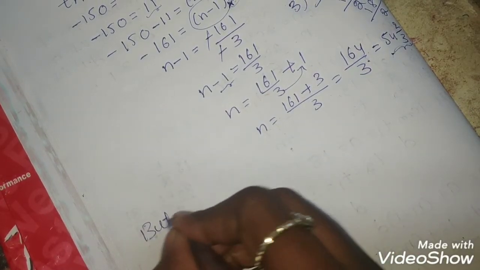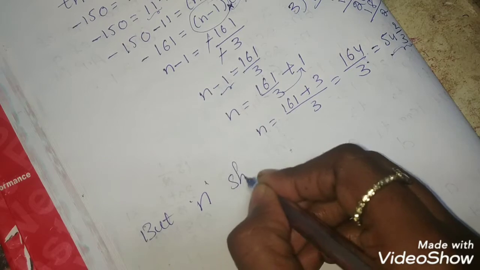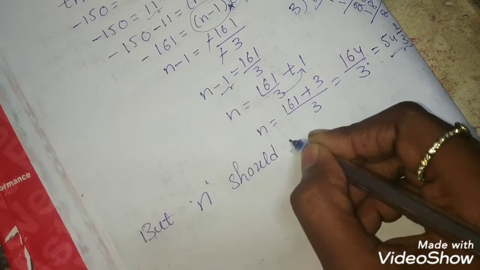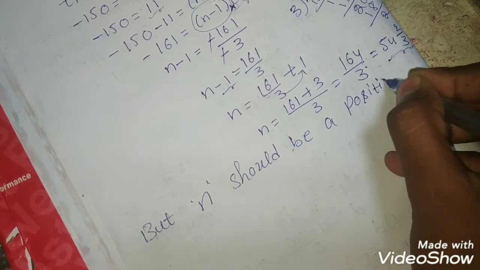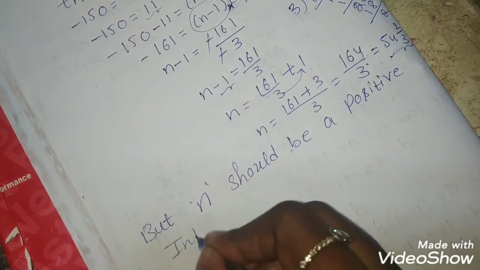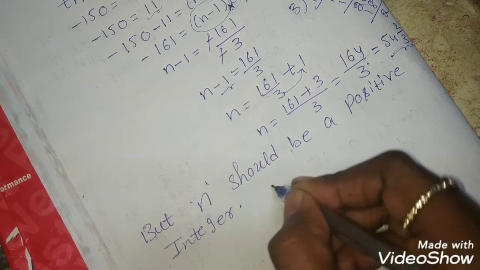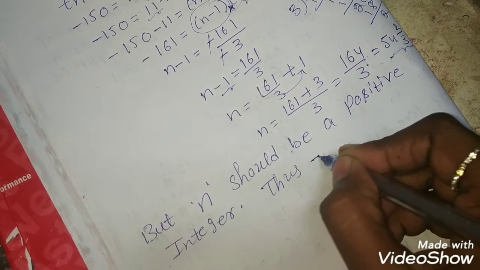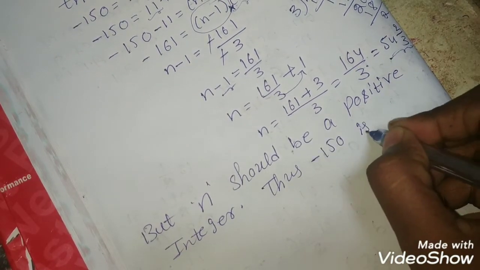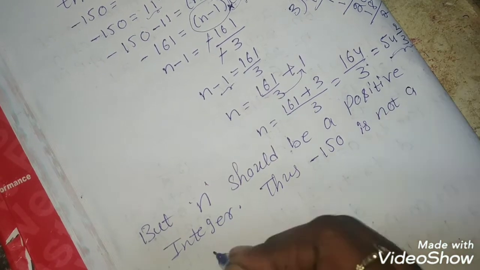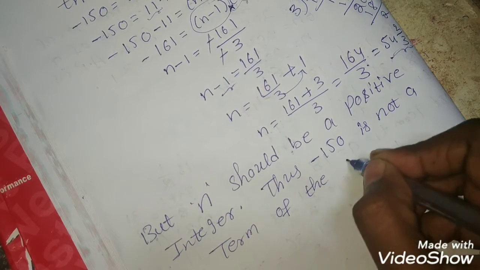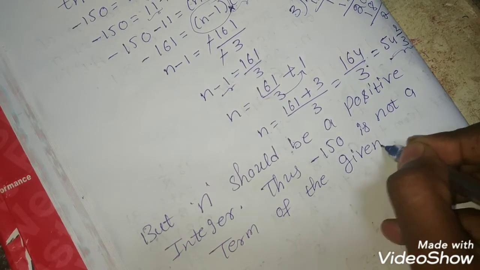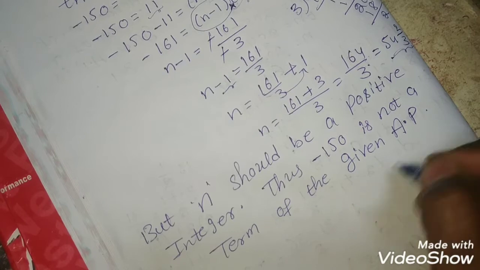n should be a positive integer. Thus, minus 150 is not a term of the given arithmetic progression. Understand?